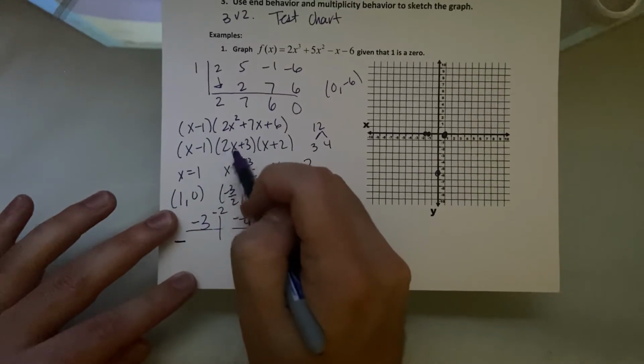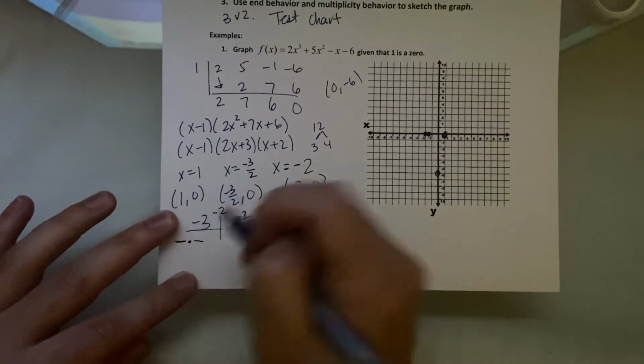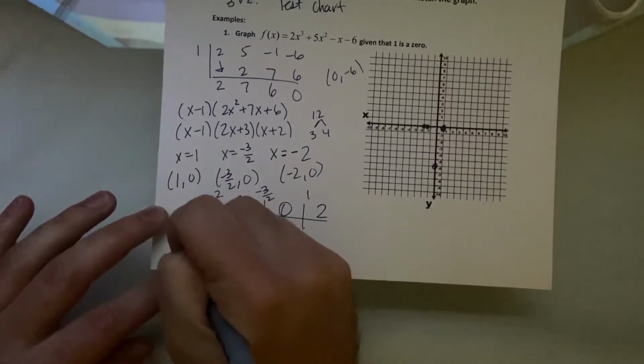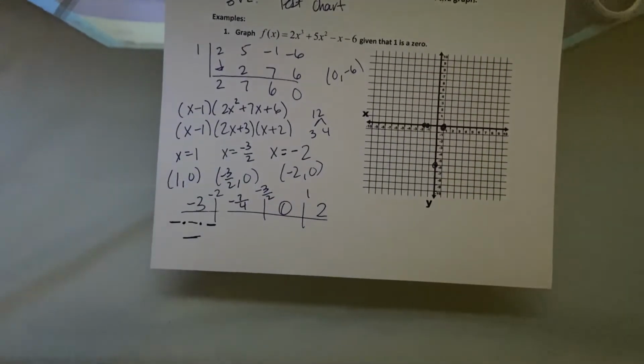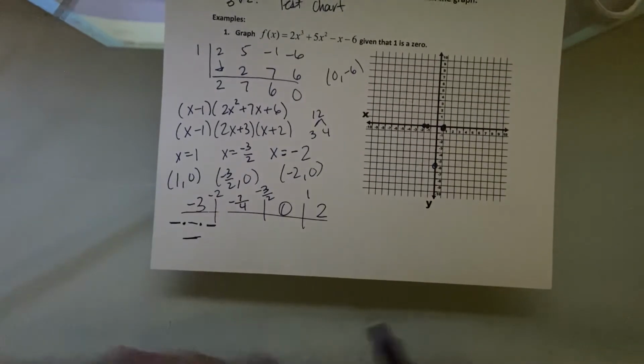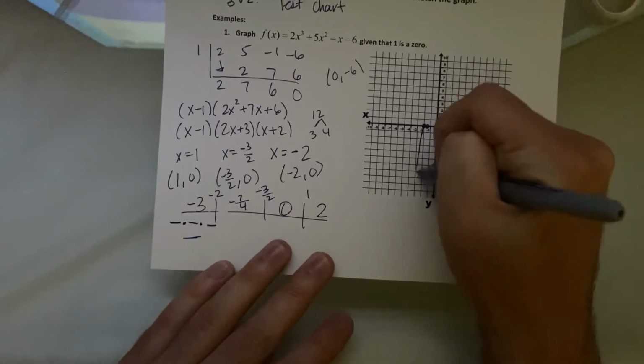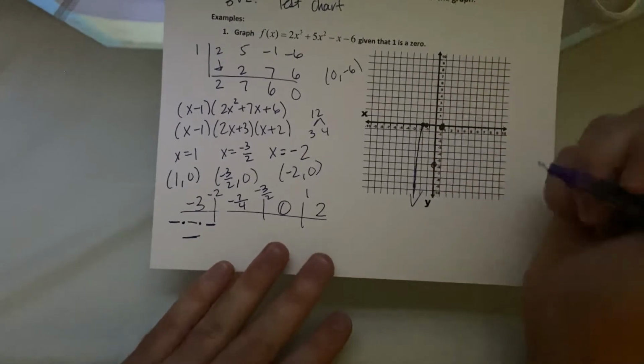Negative 3, this is negative 6, so this is times negative. And negative 3 plus 2 is negative. So what's a negative times a negative times a negative? It's a negative. Now what does that tell me? It tells me all the numbers left of negative 2 are negative. That means coming out of this negative 2, I know I'm going down.